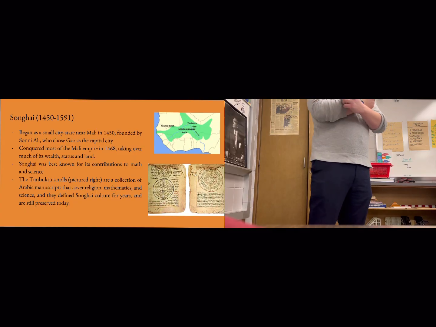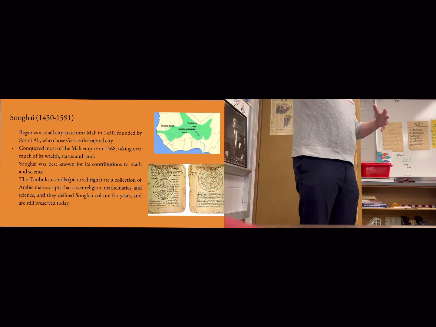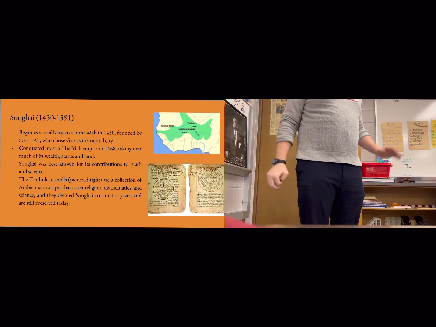Like I said, our historical documentation during this period is a lot better for the Songhai Empire than the last two. While we really only know of Mansa Musa and a few key figures from the Ghana and Mali Empire, by the Songhai Empire we have scrolls that basically cover religion, mathematics, science, all sorts of things they would have used to kind of define their society at the time. And these are still preserved today. This is a real picture taken only a few years ago.